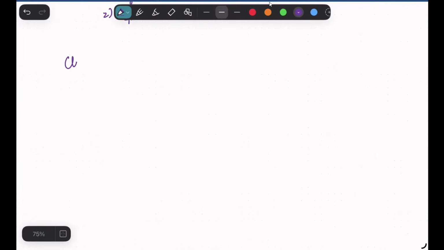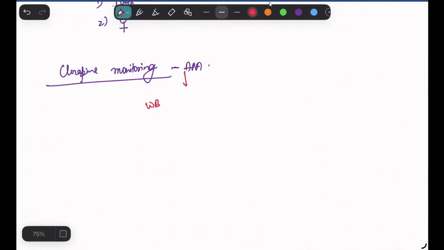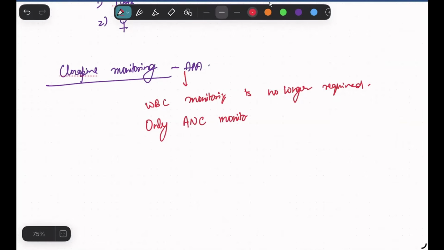Okay. So coming to the clozapine monitoring. As per APA, WBC monitoring is no longer required. In the latest revision, WBC monitoring is no longer required. What is required is only ANC monitoring. Only ANC monitoring is required. This much is clear, my friends.